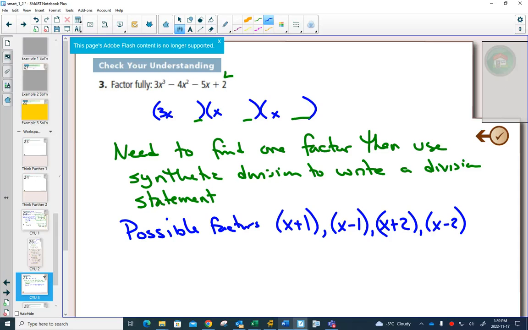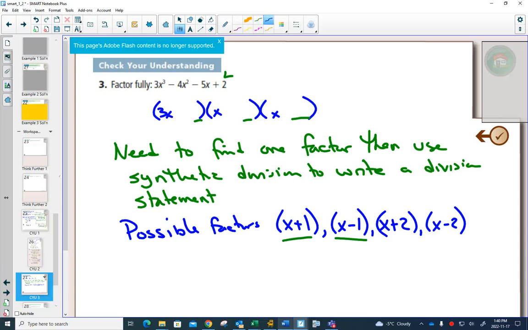There's also the possibility of the 3x plus 1 and 3x plus 2, but we're not going to worry about that one because these ones we can use synthetic division with. The 3x plus something, we would have to use long division with. So you have options. How do you find out if something is a factor? Either the remainder theorem or synthetic division. Okay? The ones with 1 are the easiest to check with the remainder theorem. So usually people start with that.